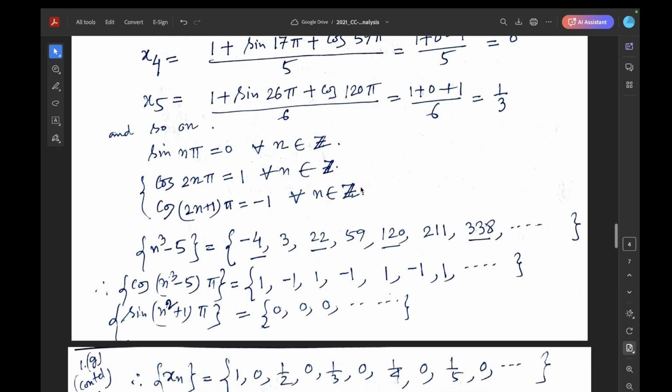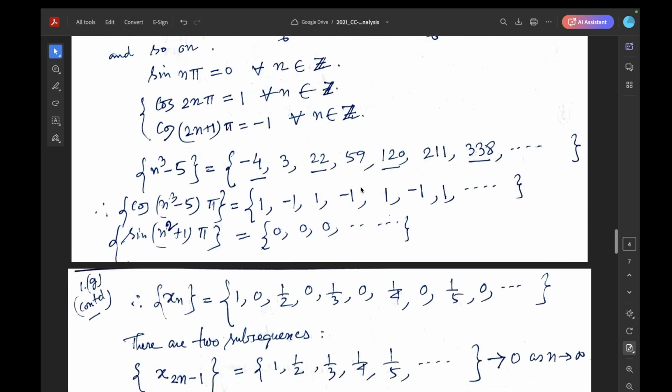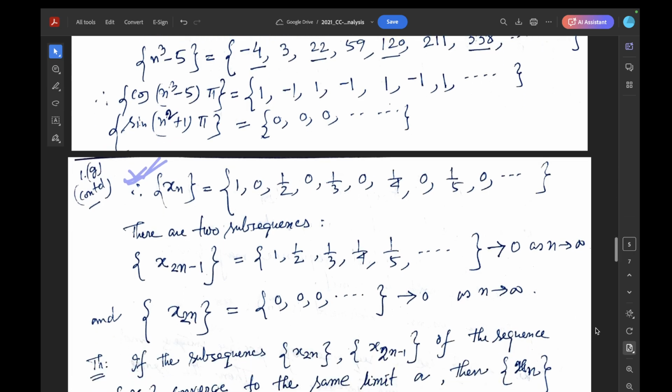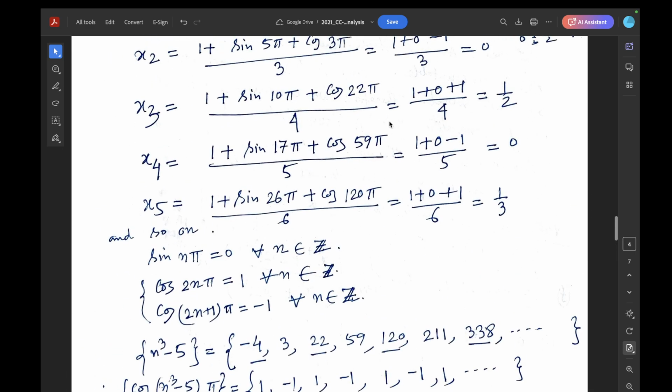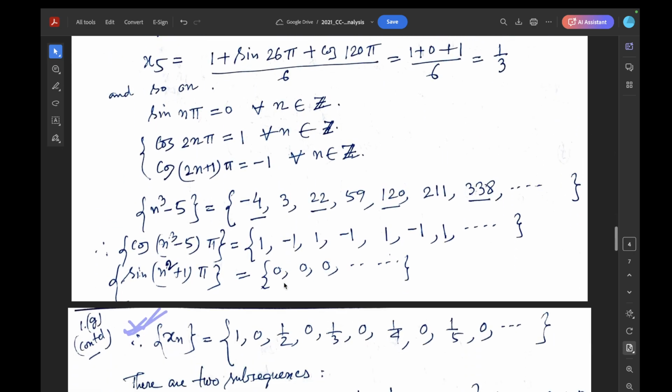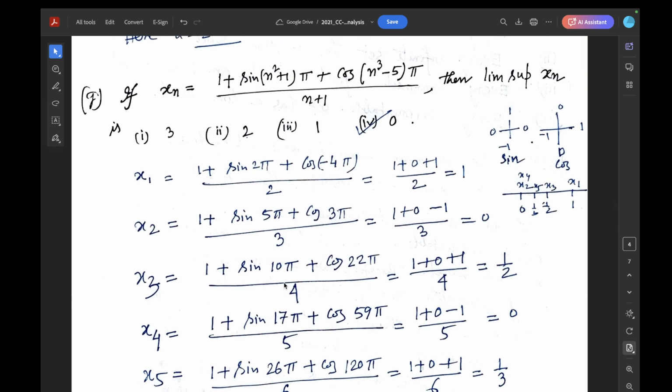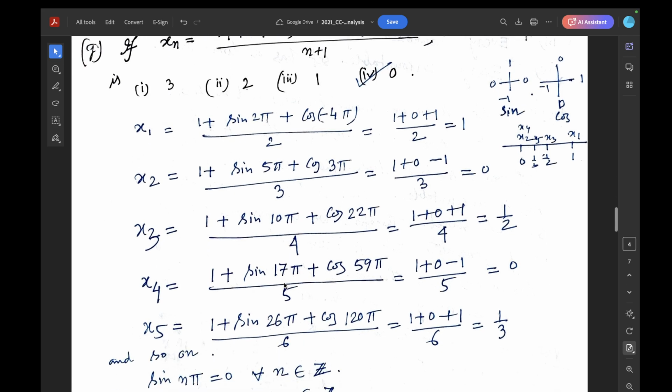So you can write this problem from this part. You can start from this part: the sequence x_n equals this, the odd subsequence tends to 0, and the even subsequence tends to 0. But the first part is only for your own explanation to yourself, and it is not necessary to show in this calculation.